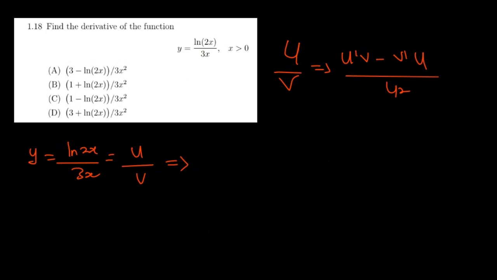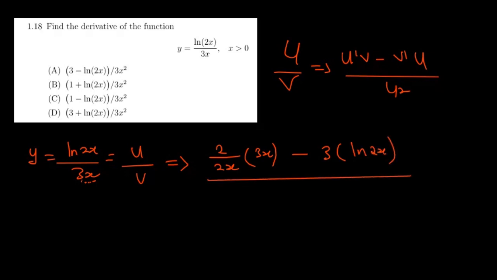So the u is ln 2x. So how do you differentiate a ln? You differentiate whatever is there with respect to x. So the derivative of 2x is 2, and then you divide with the function itself. That's the derivative. Then I'm multiplying this by the function v, which is 3x. Then I say minus. I now differentiate the v, which is 3x, so I'll get 3. And then I multiply with the v... the u, which is ln 2x. And then I divide all this by v squared, which is 3x squared. Okay, so that is what we have there.